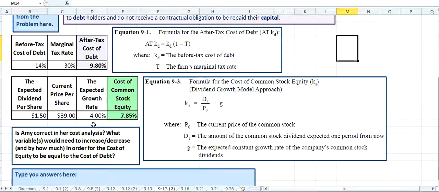So what we have to change here is to increase the cost of common stock, or another way to put that, increase the return that investors are going to get when they buy your stock. So if you look at the formula, you can see this cost, or Ks, the cost of common stock, is going to go up if the dividend goes up, if the growth rate goes up, or if the current price of the stock goes down.